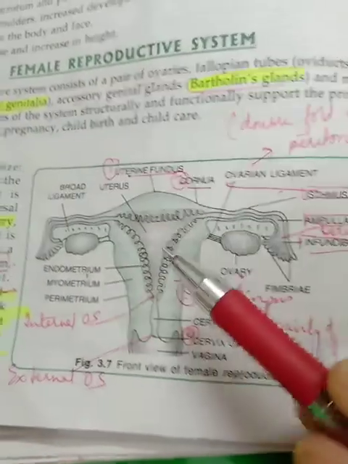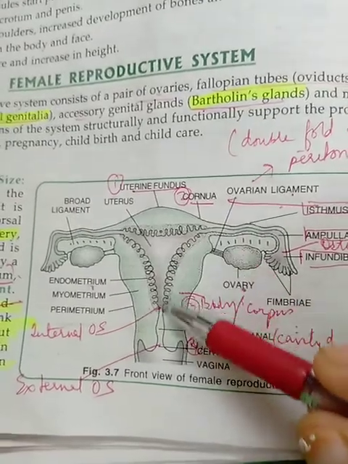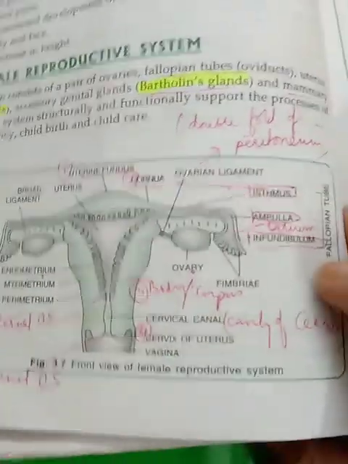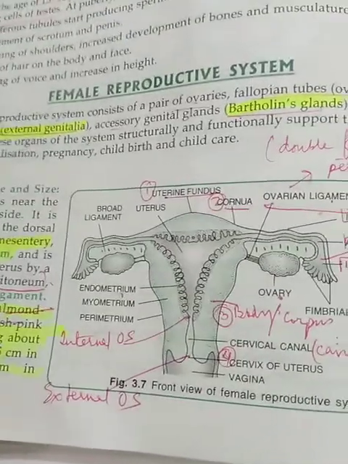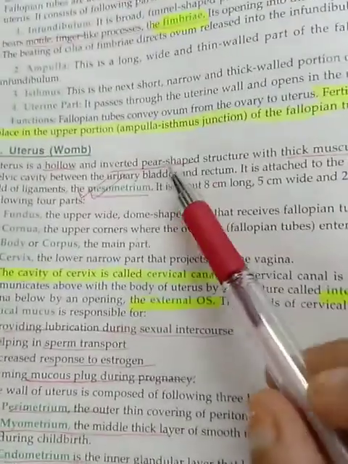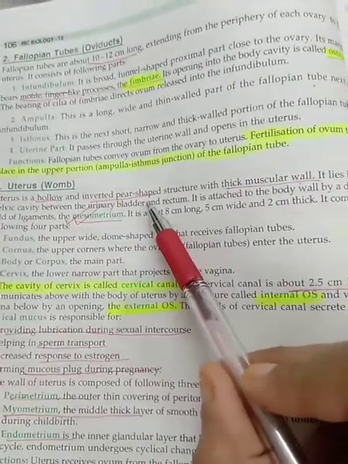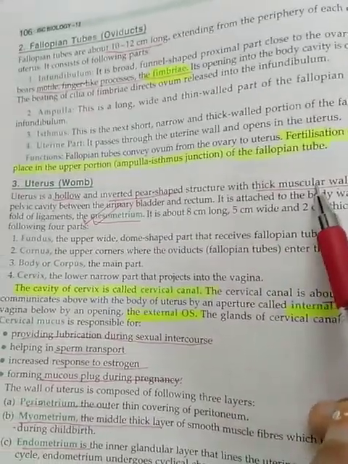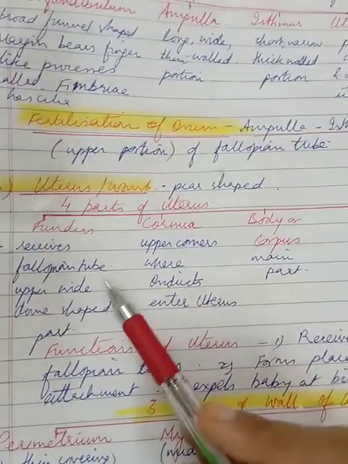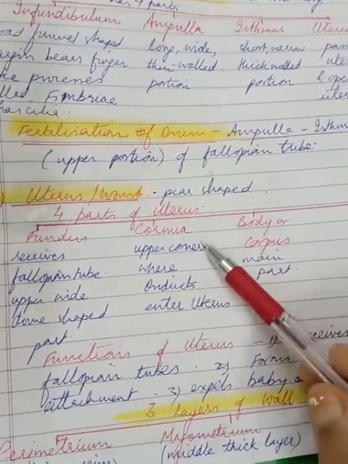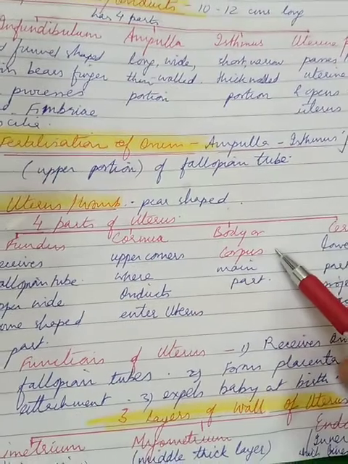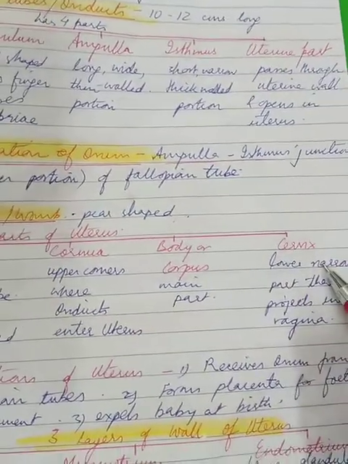Uterus we know as a region like this. This is the uterus, you can see, right? Now it shows 4 parts. Before we come to the 4 parts, the shape of the uterus is hollow and inverted pear-shaped with a thick muscular wall, and there are 4 regions to study. Number 1, fundus, 2, cornua, 3, body or corpus, and 4th is cervix.